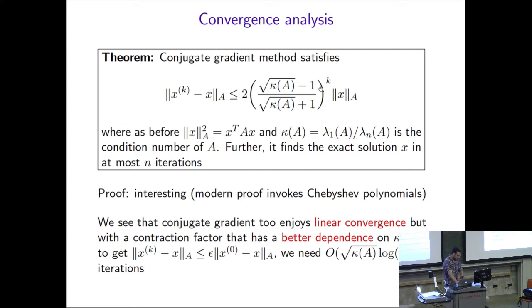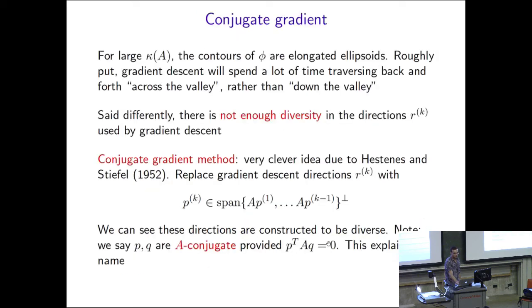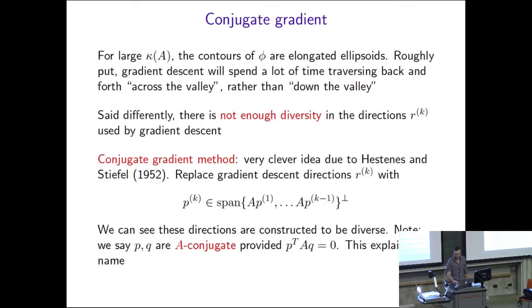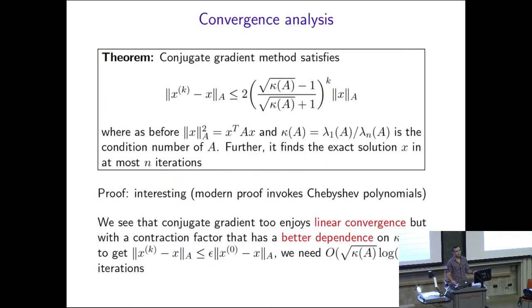But the most important thing to remember, if you remember anything between gradient descent and conjugate gradient after this lecture, is how the final iteration complexity depends on the condition number. For gradient descent, we had on the order of kappa times log of 1 over epsilon. And for conjugate gradient, we have on the order of square root of kappa times log of 1 over epsilon. So it has a much better dependence on kappa. For really poorly conditioned systems, the difference between kappa and square root of kappa can be a very big deal. And we see in practice that conjugate gradient performs much, much better.